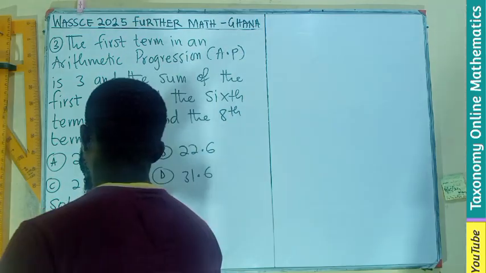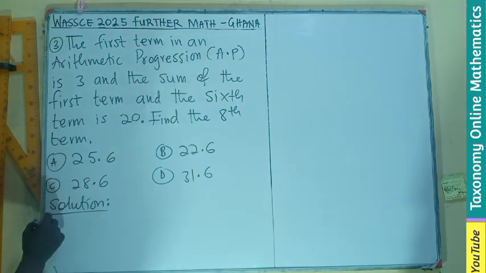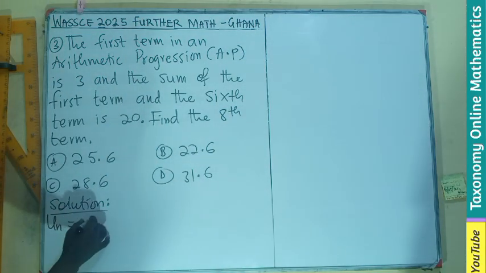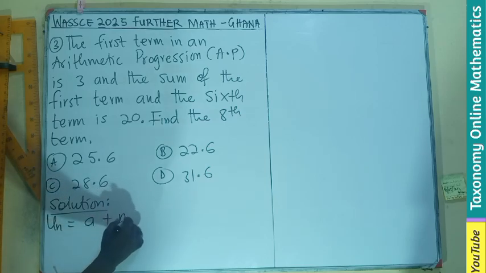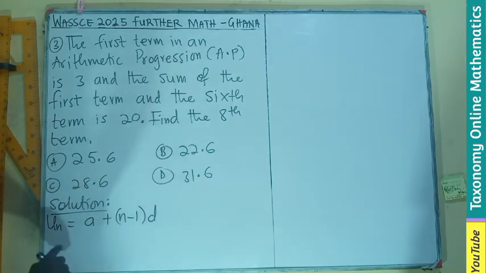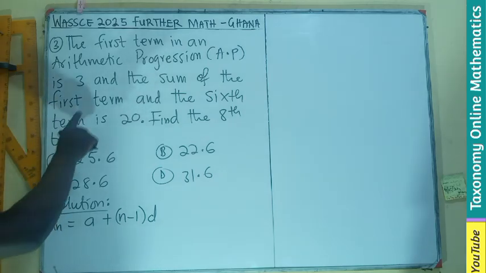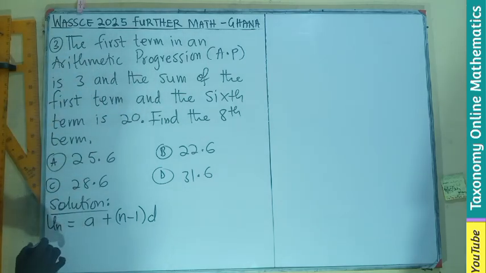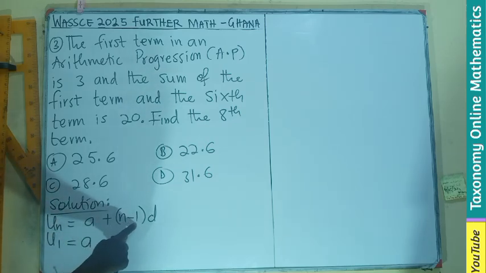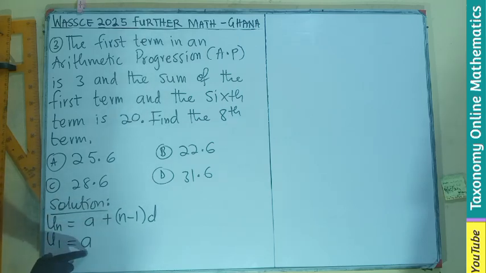So for an arithmetic progression, we know the nth term of the sequence is given by a plus what? n minus 1 times the common difference, where n stands for the number of terms. So if we are given the first term, meaning u1, is going to be a plus 1 minus 1, 0, 0 times d. That will cancel. So this is the first term.